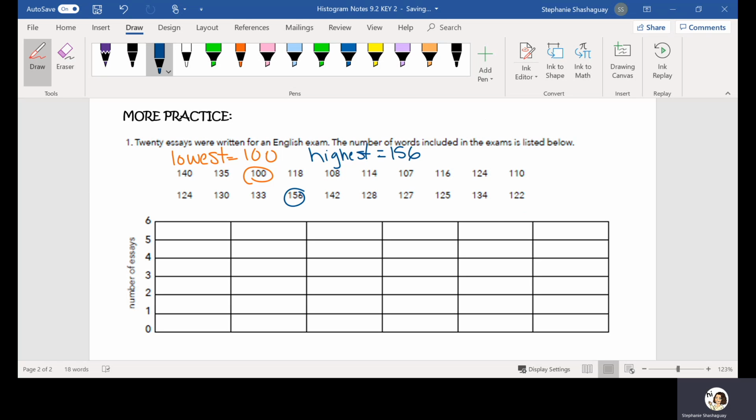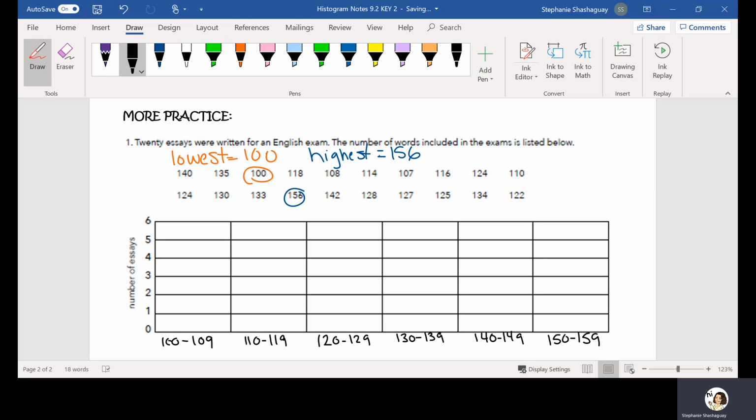So now that I've identified my lowest and my highest number, I'm now going to look at my bar graph to see what my equal intervals would be. My equal intervals need to be between 1, 2, 3, 4, 5, 6 different spaces. So I'm going to go up by tens from 100 to 159. So I would have 100 to 109, 110 to 119, 120 to 129, 130 to 139, 140 to 149, and finally 150 to 159.